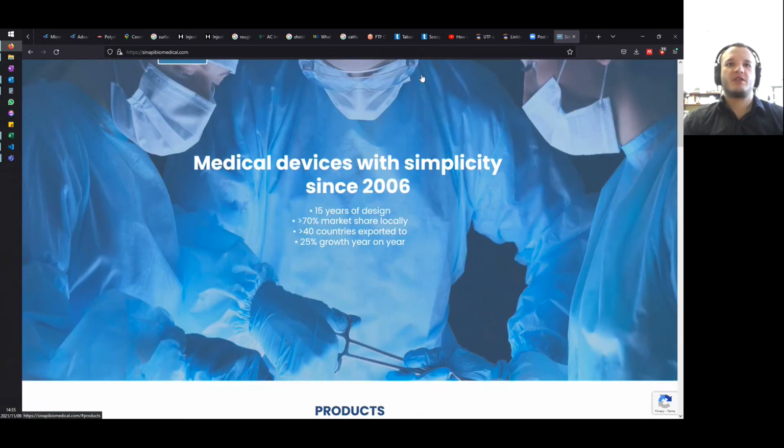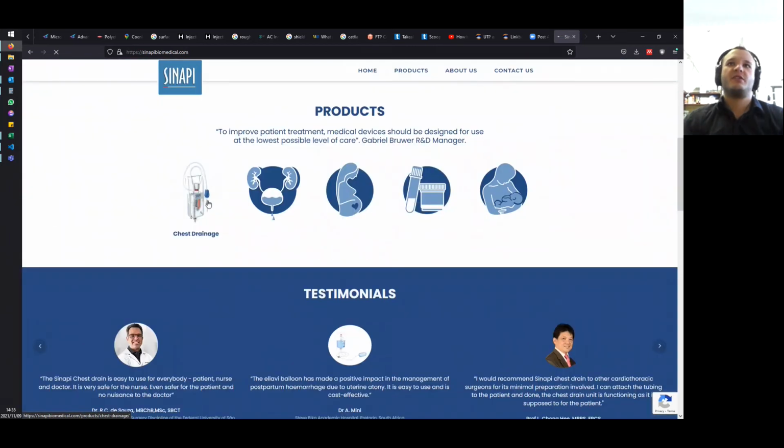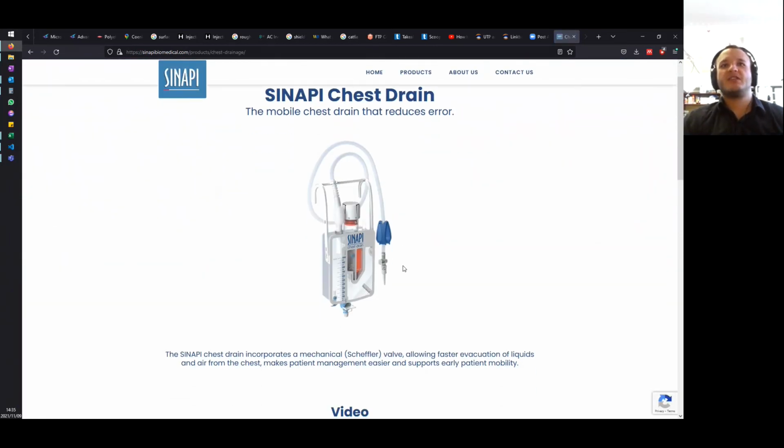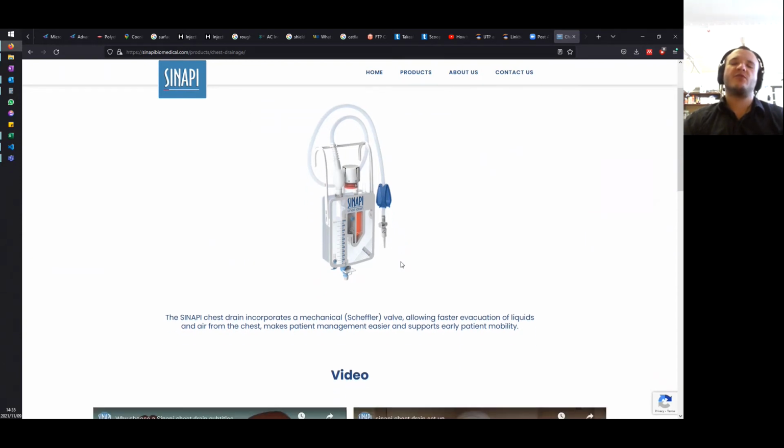Our main product is the chest drain. As you can see here, this is a mechanical version we've developed. We focus on cost saving for the device, but recently we have moved to a more electronic version. This is to give doctors more insight into what is happening with the patient.